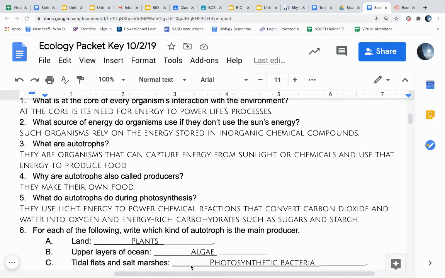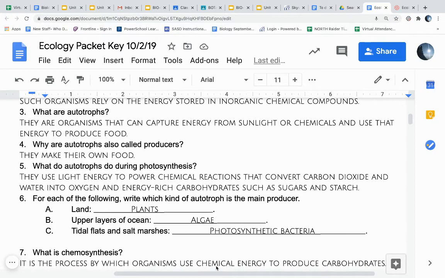There are also some really harsh environments that are so dynamic, they change so frequently. Tidal flats and salt marshes. These can only support photosynthetic bacteria, which are their autotrophs and their producers.